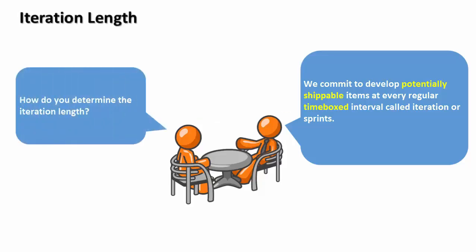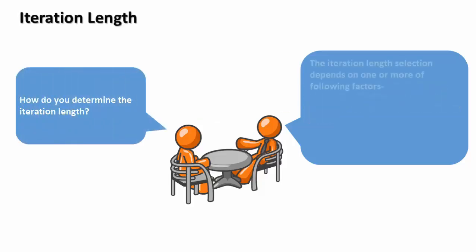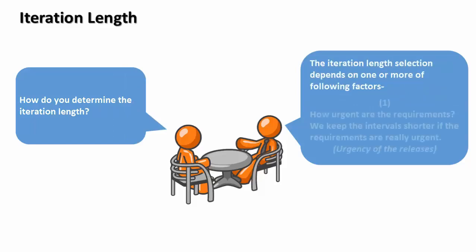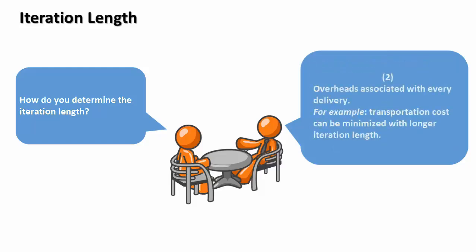How do you determine the iteration length? The iteration length selection depends on one or more of the following factors. Number 1. How urgent are the requirements? We keep the interval shorter if the requirements are really urgent. Second, overheads associated with every delivery. For example, transportation cost can be minimized with longer iteration length.